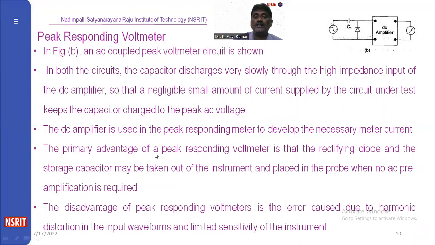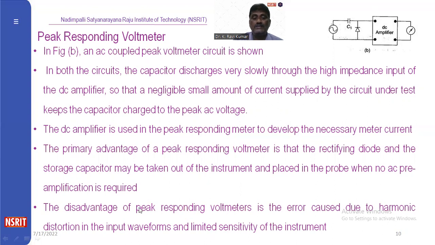The primary advantage of a peak responding voltmeter is that the rectifying diodes and the storage capacitors may be taken out of the instrument and placed in the probe when an AC amplification is required. Replacing this one, we can measure the AC voltage also.